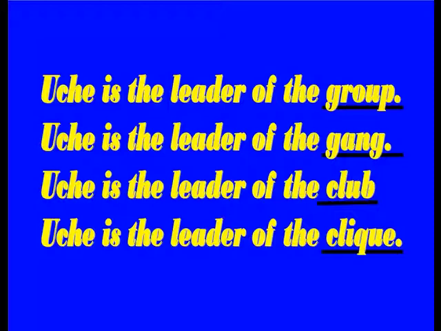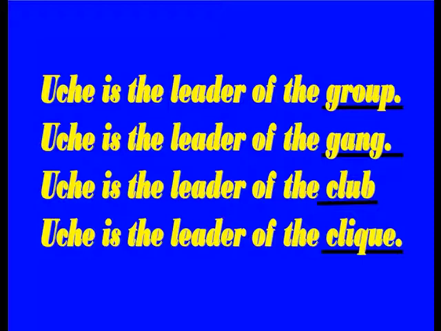The words clique, club, gang, group are very similar words. But when you use them, they don't really convey the same meaning. When you say Uche is the leader of the group, it's a neutral connotation because a group can be a good group or a bad group. But the second sentence, Uche is the leader of the gang, is a negative connotation because the word gang is associated with violent crime.